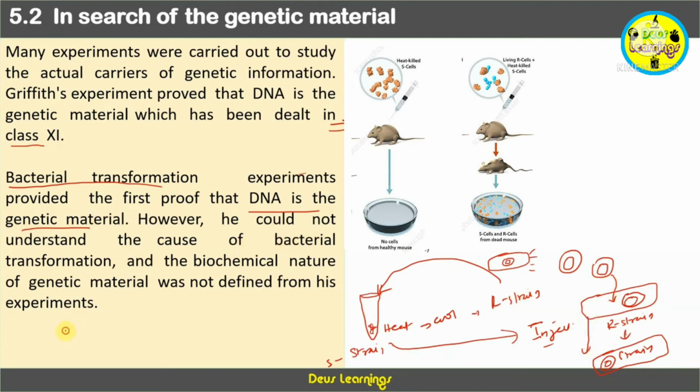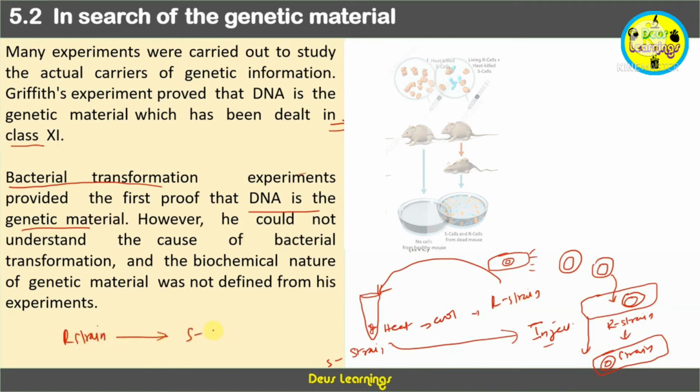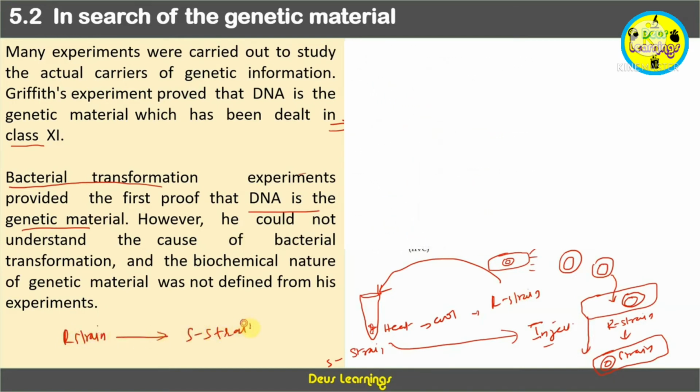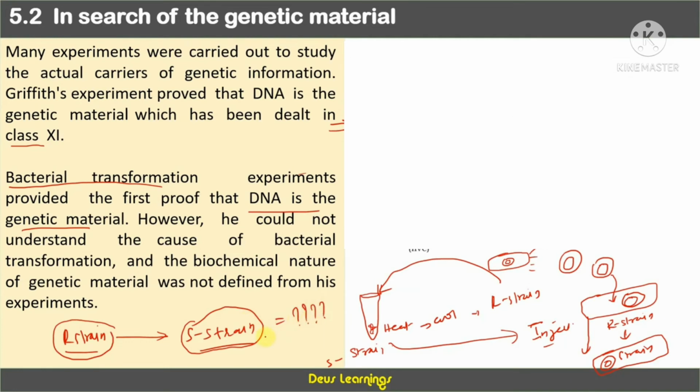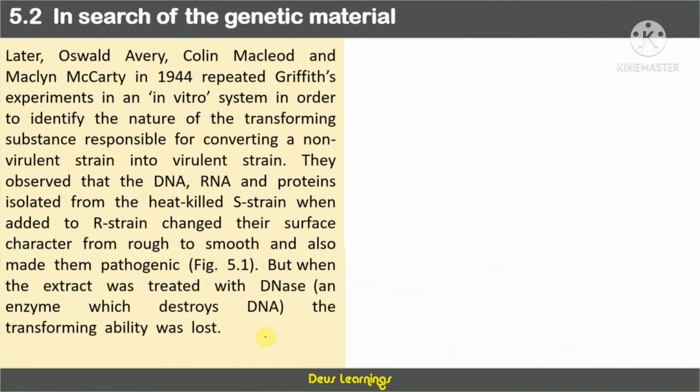So he knew that the R strain becomes the S strain, because he checked with the microscope. When he looked at the bacteria inside the dead mice, they were S strain. But the S strain was already killed, so how the R strain became the S strain was a big question for him in his period. Then time passes, and as time passes lots of experiments were further done.